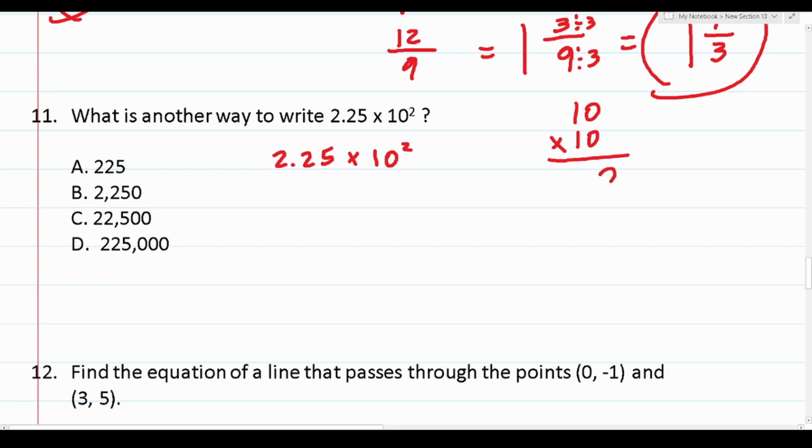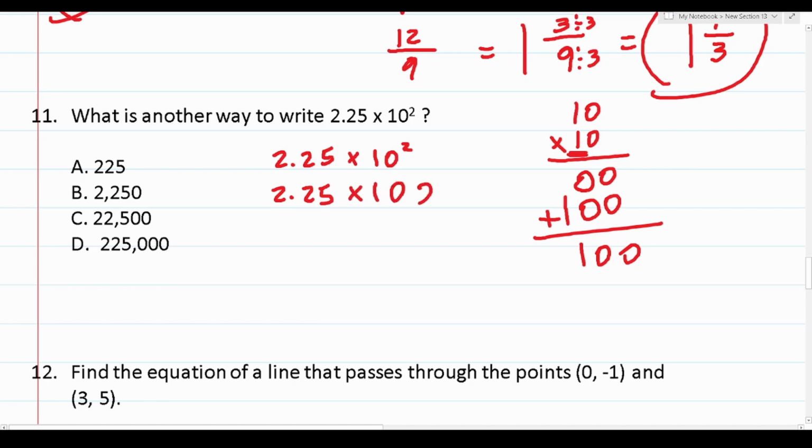0 times 0 is 0. 1 times 0 is 0. Let's go ahead and start multiplication with this 1, which means we have to bring down a 0 placeholder. 1 times 0 is 0. 1 times 1 is 1, giving 100. 0 plus 100 is 100. So this is 2.25 times 100.